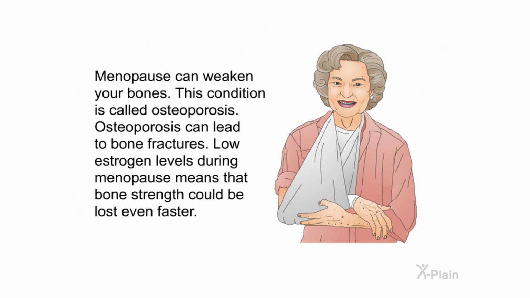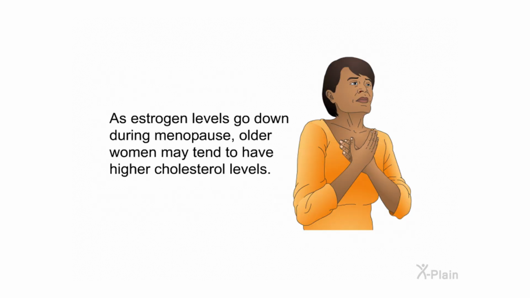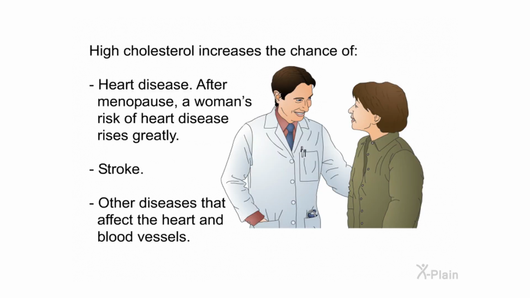Menopause can weaken your bones. This condition is called osteoporosis. Osteoporosis can lead to bone fractures. Low estrogen levels during menopause means that bone strength could be lost even faster. As estrogen levels go down during menopause, older women may tend to have higher cholesterol levels. High cholesterol increases the chance of heart disease. After menopause, a woman's risk of heart disease rises greatly. Stroke. Other diseases that affect the heart and blood vessels.